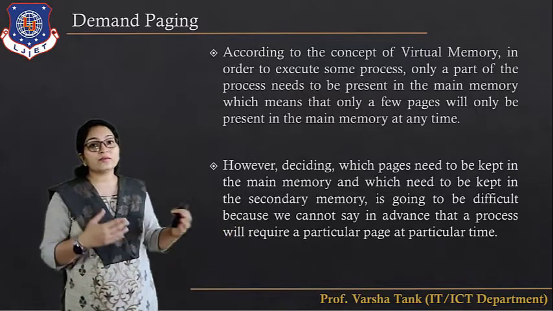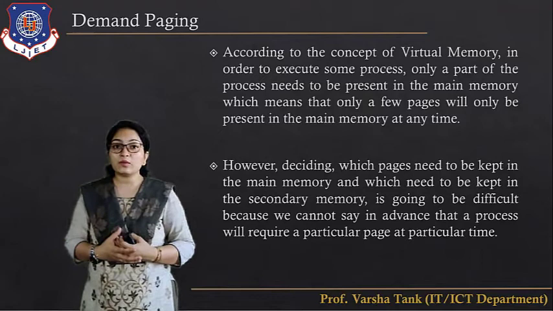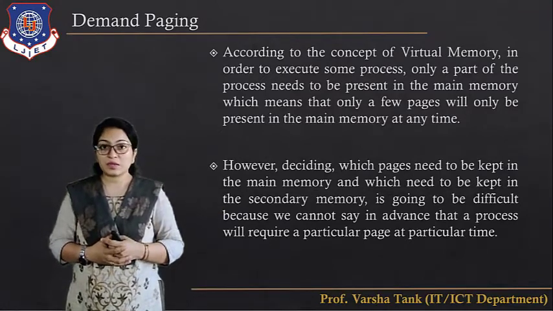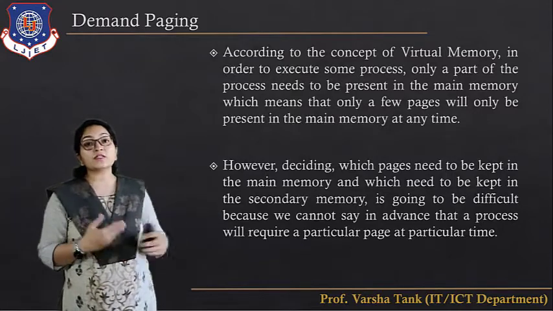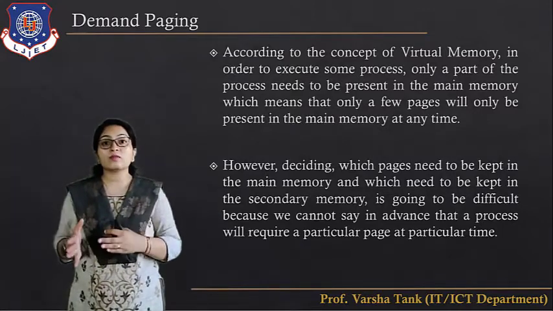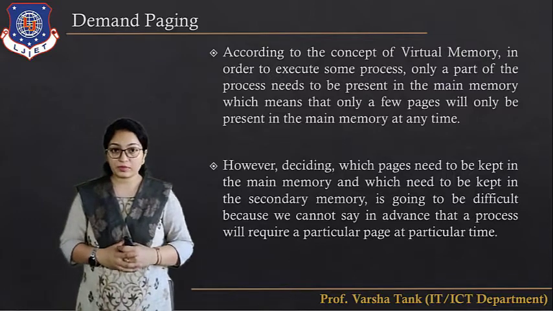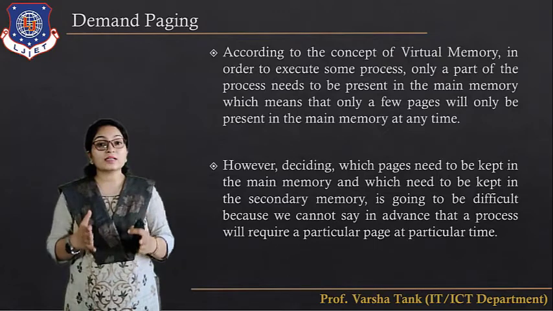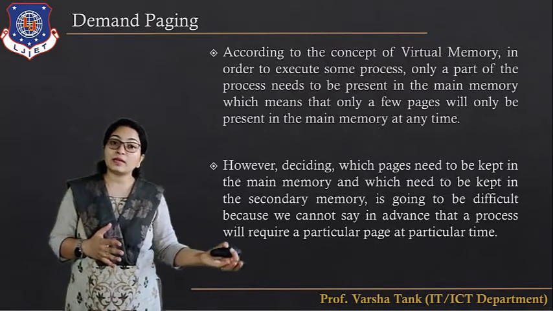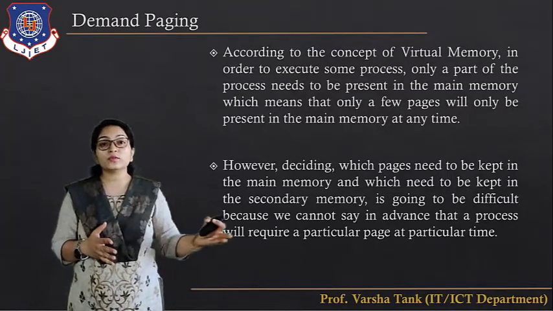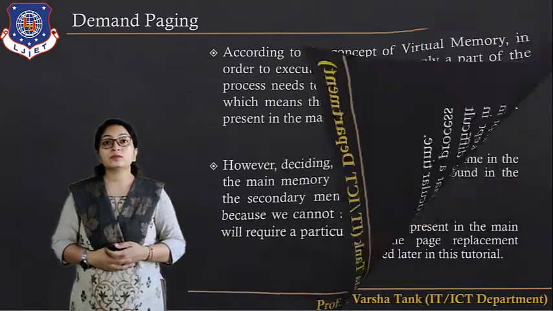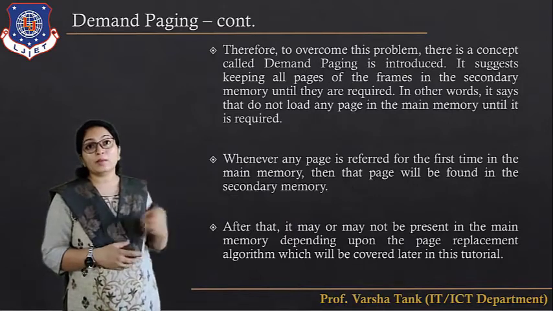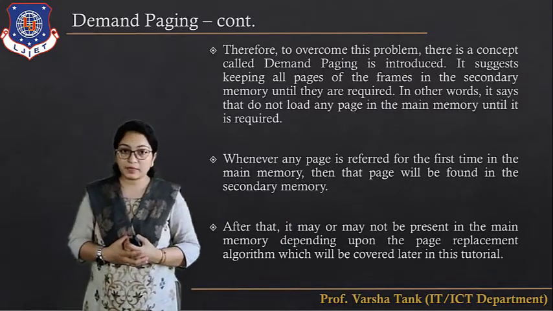However, deciding which page needs to be kept in the main memory and which page needs to be kept in the secondary memory is a very difficult task, because we cannot say in advance that a process will require a particular page at a particular time. So that assumption we can't make. So which page will be required in the memory area when the process is going to be executed? For that, to solve this problem, there is a new concept called demand paging.